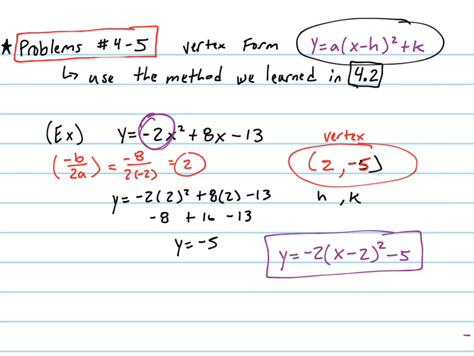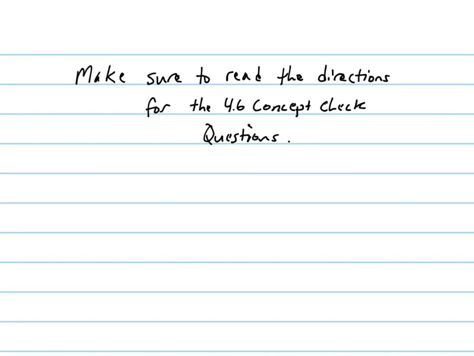There are a lot of extra steps when you try to use the completing the square method when you have a coefficient. So I don't recommend using it here unless you're super comfortable with it and you already know it, or I taught it to you individually. Make sure that you are reading the directions for the 4.6 concept check questions very carefully, because some ask for decimal answers, some ask for exact, so just be careful.